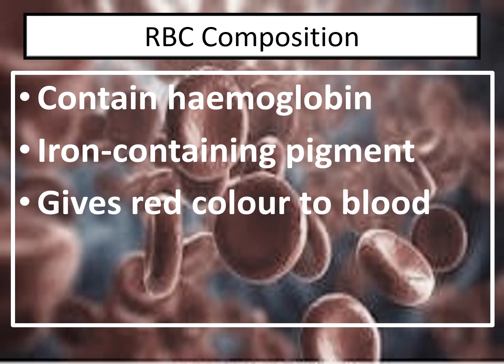Composition. Red blood cells contain a pigment called hemoglobin. This hemoglobin is an iron containing pigment. We know about porphyrins. The ring structure comprises this porphyrin. Hemoglobin is the heme and globin combination. Heme is a porphyrin. In the porphyrin, there will be a central metal atom. Here, the central metal atom is iron.